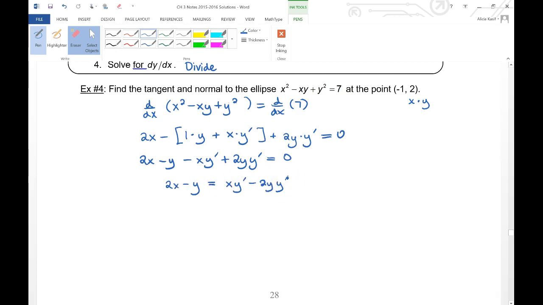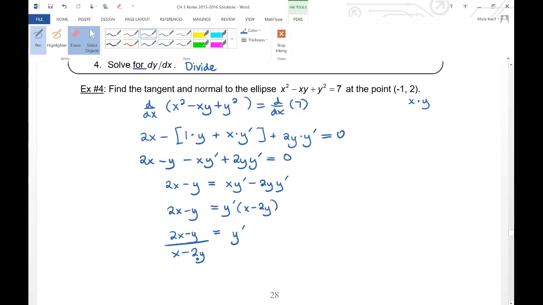Are we okay with that? Now we've collected all the terms on one side. Now what do we want to do? Factor out y prime. And so y prime is going to be 2x minus y over x minus 2y. If you did this the other way around, your terms would just be switched, it would be negative 2x. Yeah, you could have it the other way.